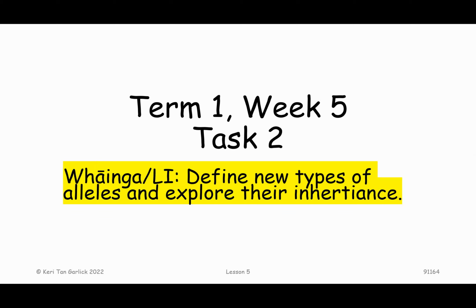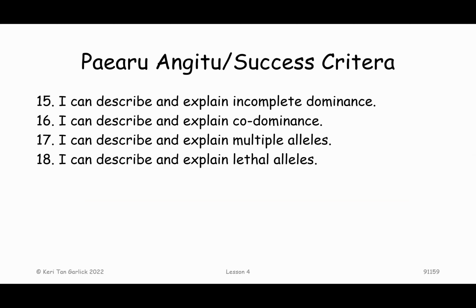So today, what I want you guys to do is define the new types of alleles. They are obviously much more complicated than just dominant and recessive, and that's what we're going to look at for today's lesson. And I also want you to explore how that influences their inheritance and the expression of those phenotypes. Cool. So from the success criteria today, you should be able to describe and explain a lot of new vocabulary that refers to things such as incomplete dominance, codominance, multiple alleles, and lethal alleles. Really important that you understand the difference because they're probably going to ask you questions on these and ask you to do test crosses and pedigrees with this information.